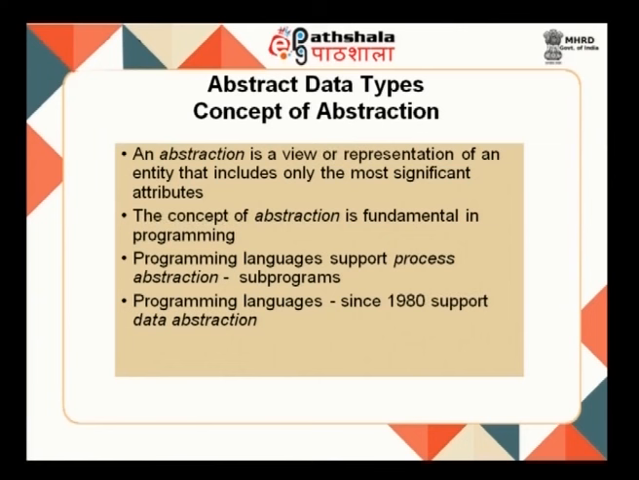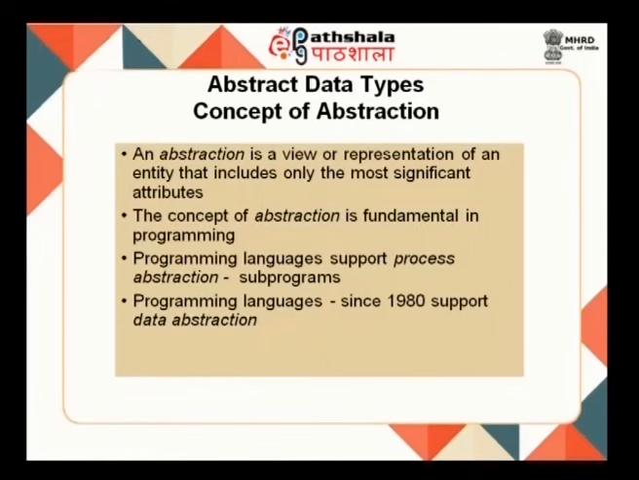Now, abstract data types. Now, we are coming to the main topic of this lecture, which is abstract data types. We have finished the introduction part of the lecture. When we talk about abstract data types, we have to talk about the concept of abstraction. An abstraction is a view or representation of an entity that includes the most significant attributes. Remember, we said that the non-essential part of the particular entity is not considered, only the essential features and attributes are considered. So, that is the abstraction.